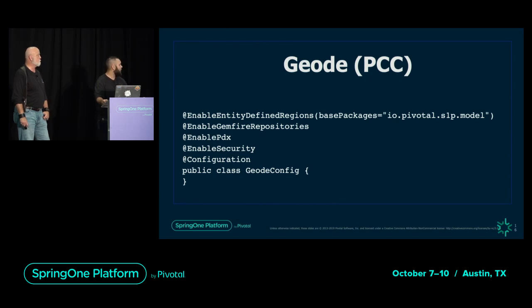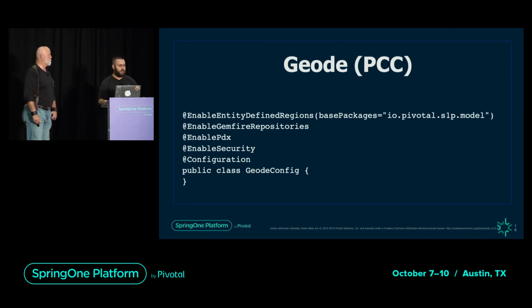It's that simple. The first is going to be enable entity-defined regions, which is basically our method of storage within Geode. It can be analogous to a table if you're from a relational world. And then all I have to define is my model. So if I have a customer POJO object within my application, I can just have that annotated as a region, and that bucket of storage is made for me.